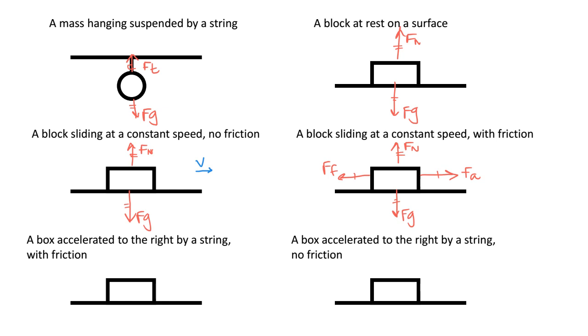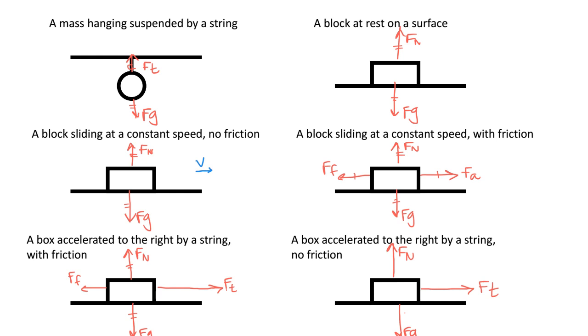An object sliding at a constant speed with friction, once again, has to have all of its forces canceling out because it's not accelerating, it's moving at a constant speed. So that means your normal and gravity are equal and opposite, and your applied and friction are equal and opposite. This next object is accelerating with a string, so it has a force tension instead of a force applied. And since it's accelerating, that means there's a net force, which is why this line is so much longer than this line, to show that there is a net force in the rightwards direction provided by the string.